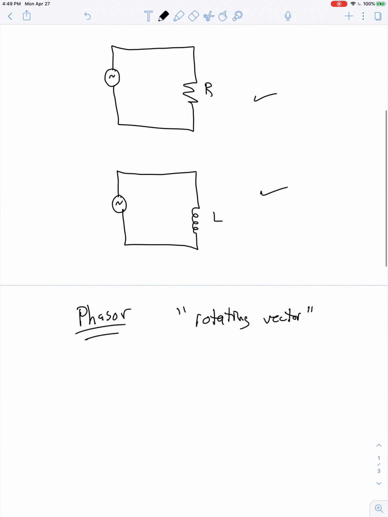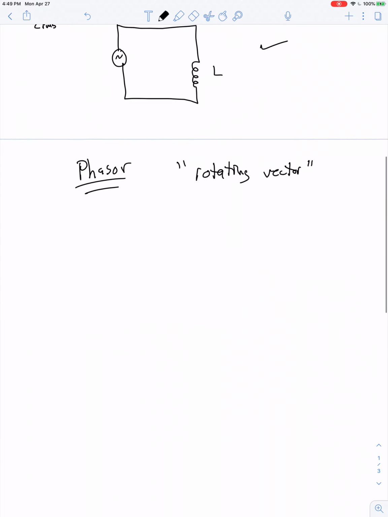So we know that the EMF from our generator is a sinusoidal voltage. It's equal to a maximum value times either sine or cosine of omega t, and in household outlets that maximum value is 170 volts, which corresponds to an RMS value of 120 volts. Okay, so what are these phasors?